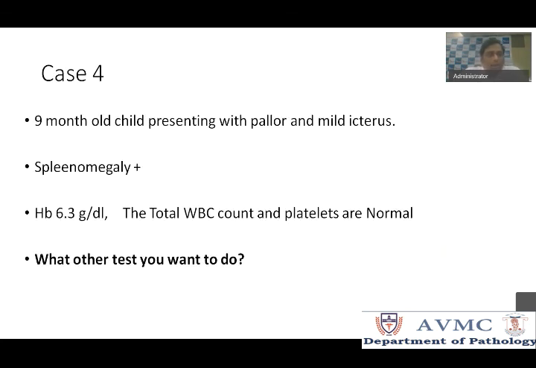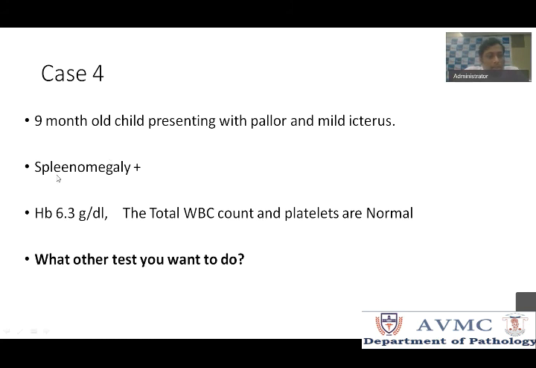So this is a 9-month-old child who is presenting to you with pallor and mild icterus. This is a classic combination: pallor and icterus, think of hemolytic anemia. In nutritional anemia, you may not get icterus. Mild icterus may be possible in megaloblastic anemia, but we don't want to go very deep. So the combination of pallor and icterus is very likely hemolytic anemia.